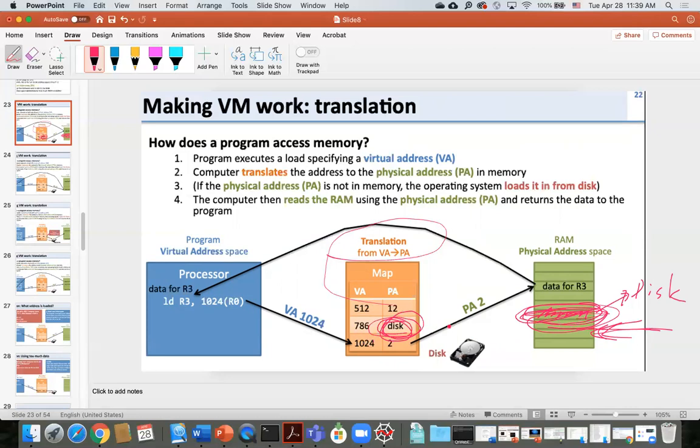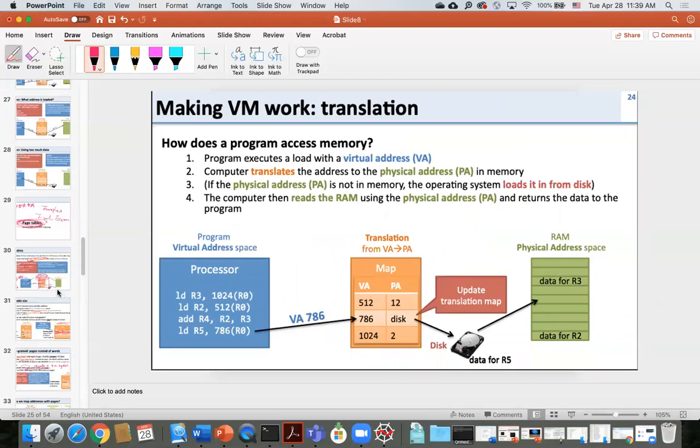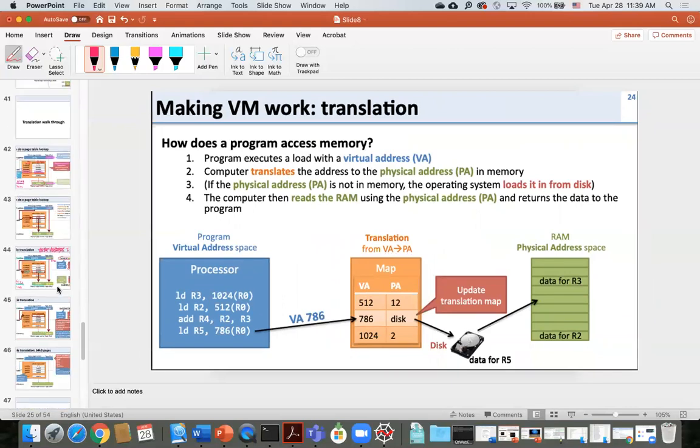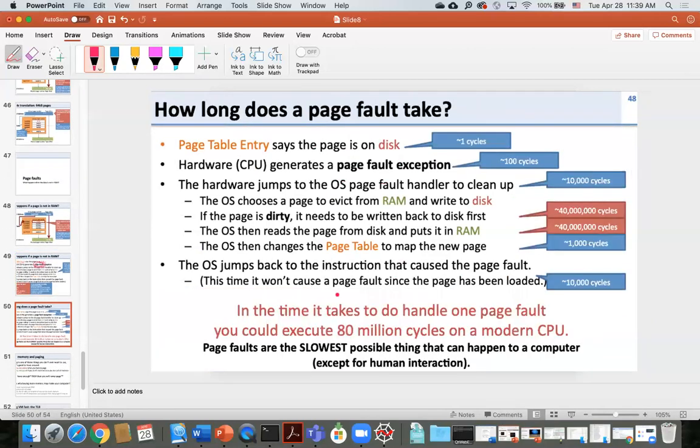And then the table should be updated. And then you have the mapping pointing to the RAM, and you will be able to load from RAM. So this is the example we have talked about before. This is called a page fault, because it does cost you a lot of time.